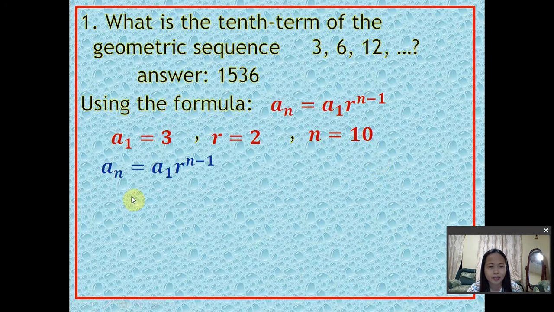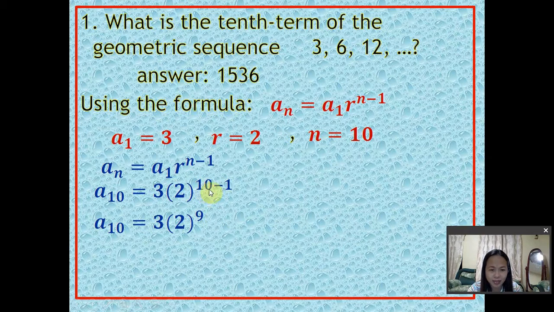Now applying the formula, the nth term of our geometric sequence, we substitute each given piece of data. Our n is 10, so a sub n becomes a sub 10, or the 10th term, is equal to the first term, 3, times the common ratio, 2, raised to n, which is 10, minus 1. Simplifying, 10 minus 1 is 9.